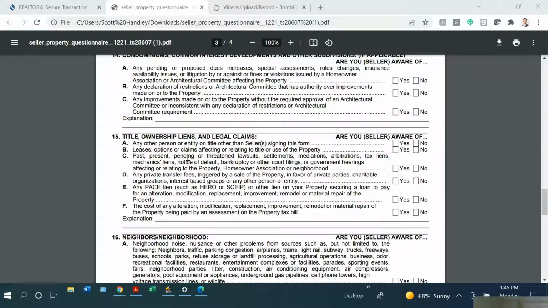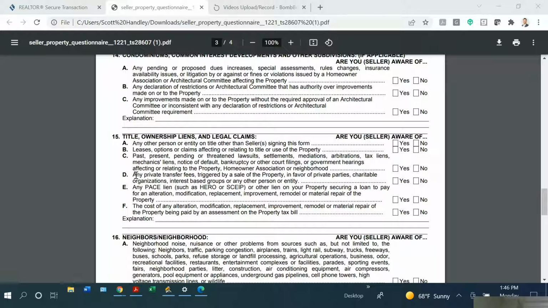Okay, so we'll move to ownership, liens, and legal claims. Any person or entity on title other than seller signing this form, yes or no? B, leases, options, or claims affecting or relating to title or use of the property, yes or no? Past, present, pending, or threatening lawsuits, settlements, mediations, arbitrations, tax liens, mechanics liens, notice of defaults, bankruptcies, or other court filings or government hearings affecting or relating to the property, homeowner associations, or neighborhood. Yes or no? Those are big ones. It's almost like some of these questions overlap because they want to make sure that we can convey title properly here.